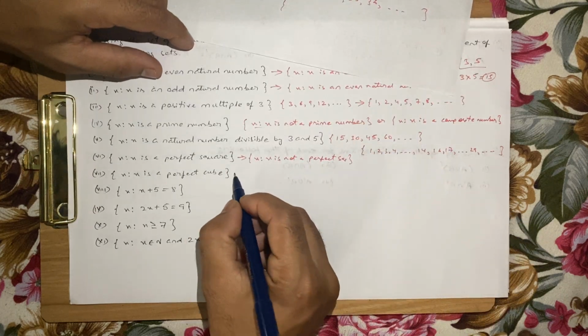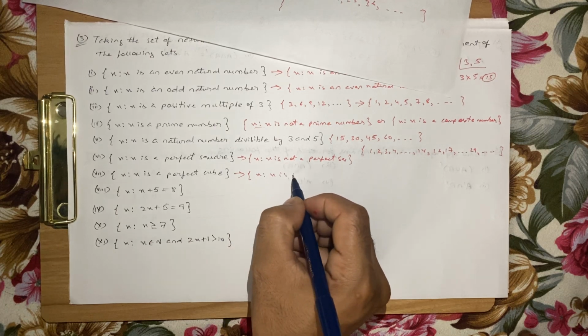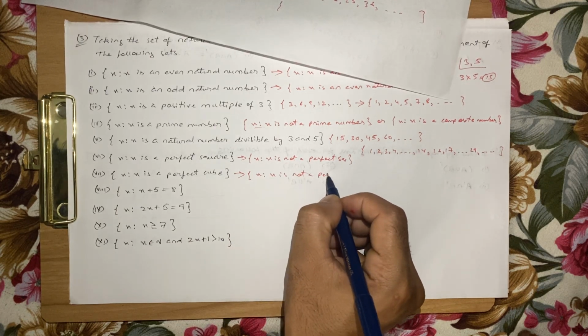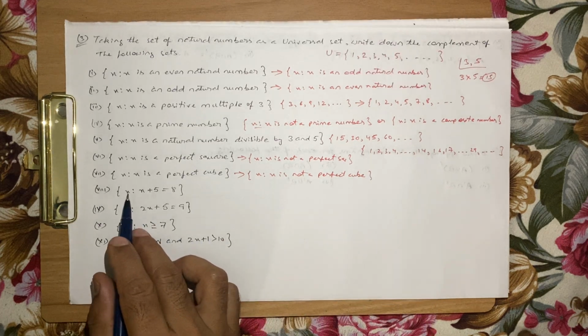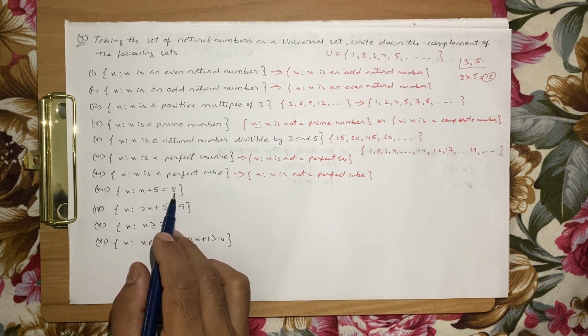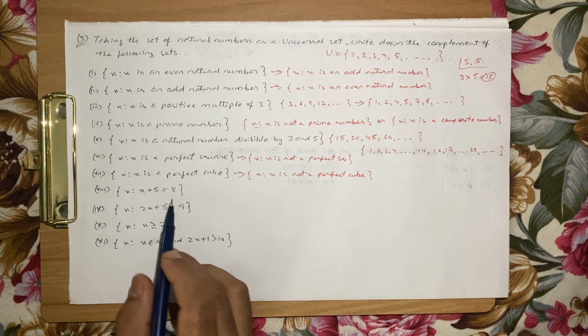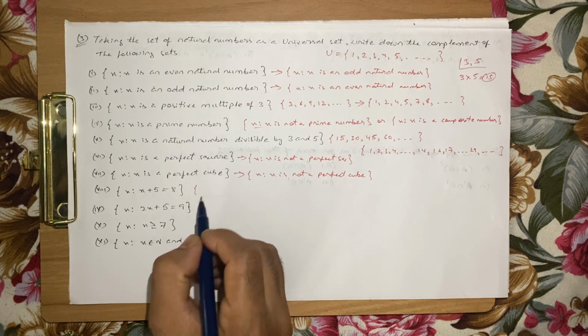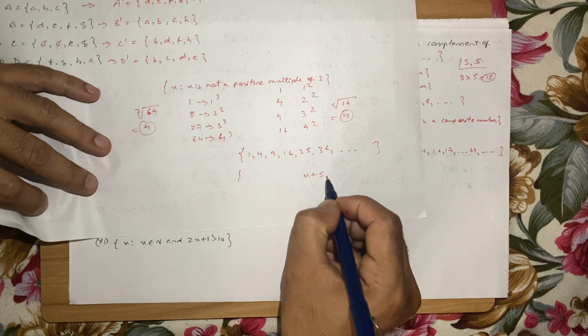So here the complement of this set will be what? x such that x is not a perfect cube. Simple. Now the next one is x such that x plus 5 is equal to 8. When you try to solve this equation, it means the elements of this set are what? You need to solve this equation. x plus 5 is equal to 8.